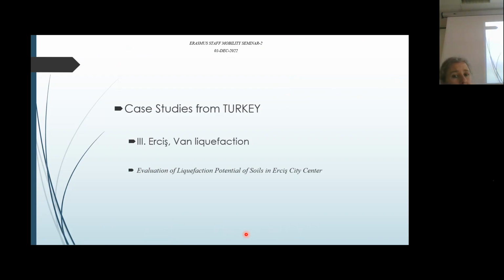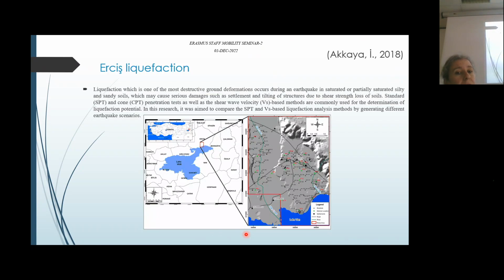Regarding again one earthquake, but this is the second one, we have tried to evaluate it. It's far away, this is one, and this is Erciş, one of the suburban areas in the region. We have got some data based on SPT, CPT, as well as some shear wave velocity based approach, and then we are trying to find out the liquefaction potential for that area, again with different scenarios.